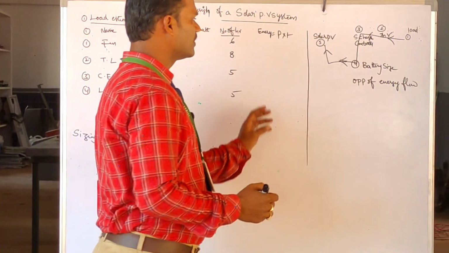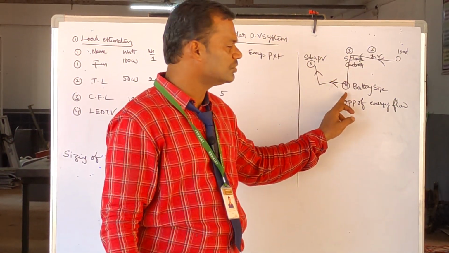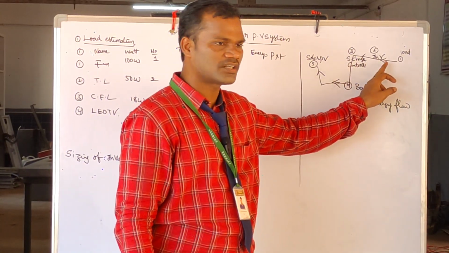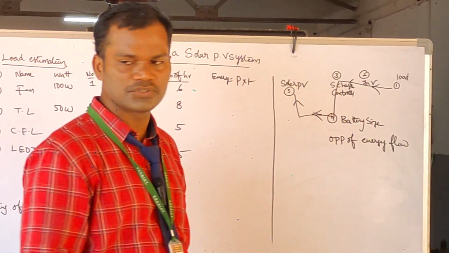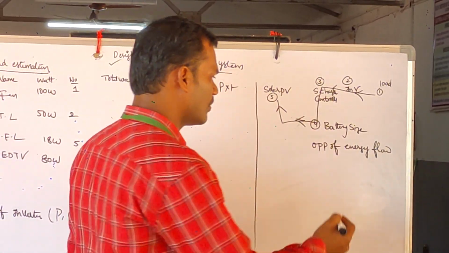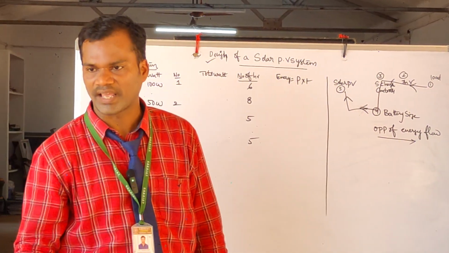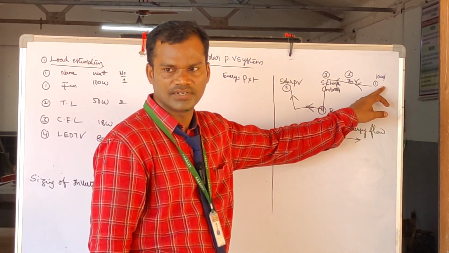Generally the power flows from the solar system to the battery, from the battery to the charge controller, from the charge controller to the inverter, and from the inverter to the load. This is how the energy flows. But while designing the system, you should consider the reverse energy flow. First, you should calculate the load requirement.